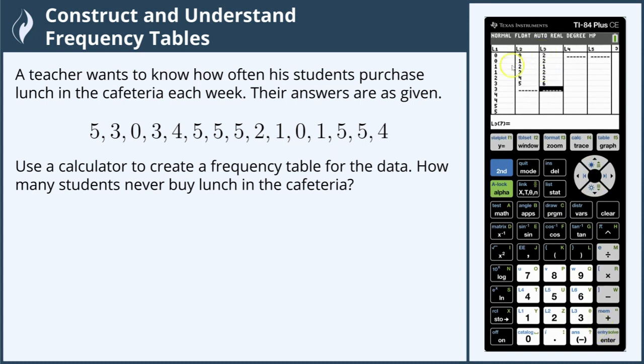So now that we know that, we're going to be able to look at our different values. So remember, our goal here was to figure out how many students never buy lunch in the cafeteria. Well, when we look over here, never buying it would be the number 0. How many times did that happen according to our frequency table? Well, that would be 2 times that happens. So 2 students never buy lunch in the cafeteria.